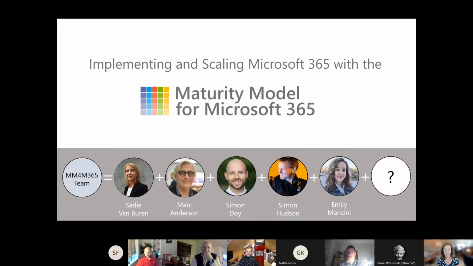I'm really excited to be talking about implementing and scaling Microsoft 365 with the maturity model for Microsoft 365. As you can see along the bottom of the screen, I've been working with Simon Hudson, Simon Doy, Mark Anderson, and Sadie Van Buren on this project for the past couple of months.